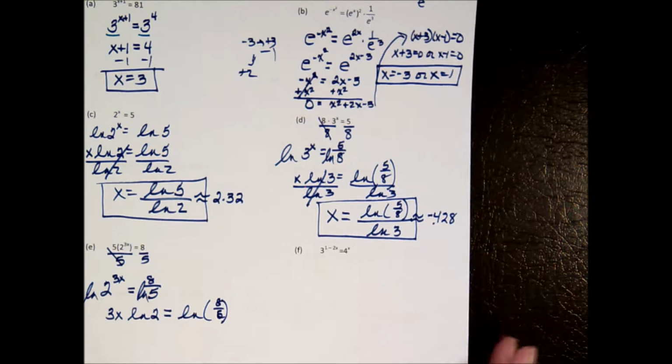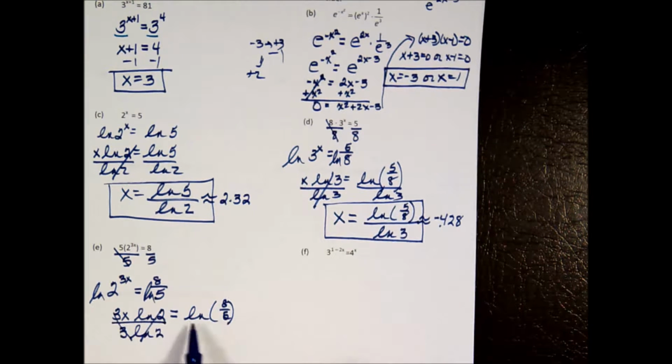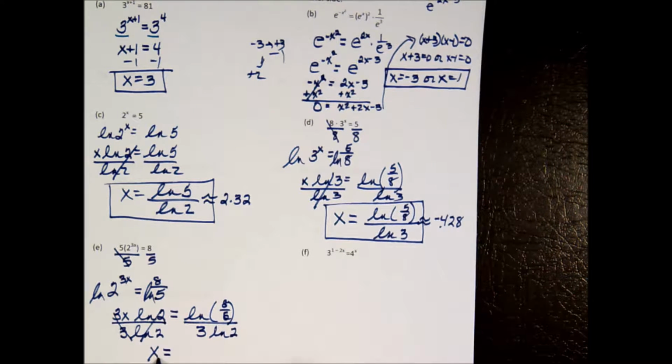Now you've got to be really careful here. Just realize that this is 3 times x times ln of 2. It doesn't matter what order. So if I want to solve for x, I can divide by 3 ln of 2, because those are going to cross cancel. 3 ln of 2. And I get x equals, we're going to simplify a little bit more, ln of 8/5.